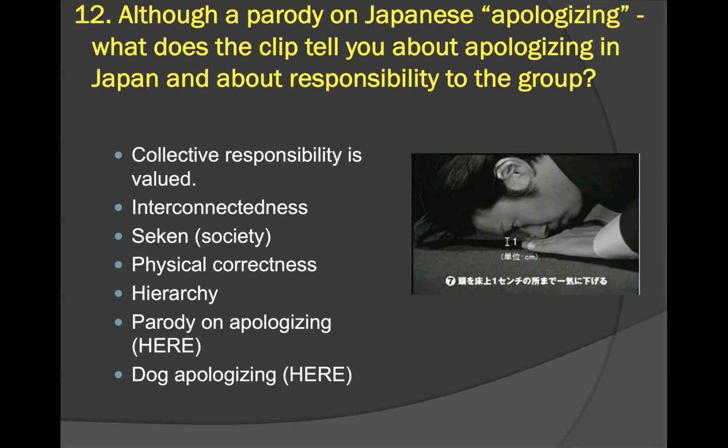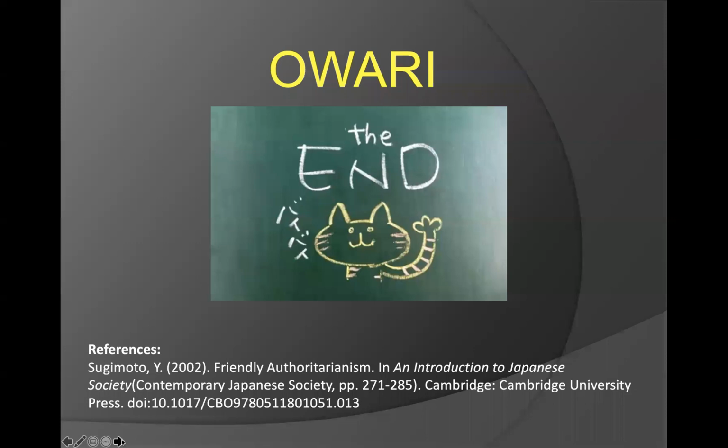And then again, a video that I didn't show you here, and that was the fact that somebody's dog had been trained to actually apologize. But basically that's it for friendly authoritarianism.